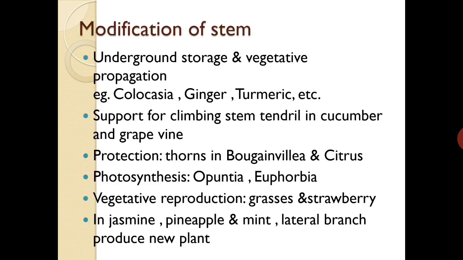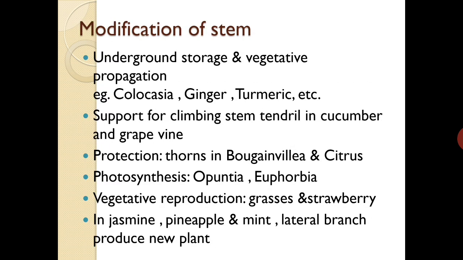After that, there can be modifications if it is doing work other than this normal function. So underground storage and vegetative propagation are the main examples. Sometimes there is underground storage, and it is responsible for the development of new plants by means of vegetative propagation or vegetative reproduction. One example is colocasia, that is arbi, and ginger, turmeric. They are all known as modifications of the underground storage stem.